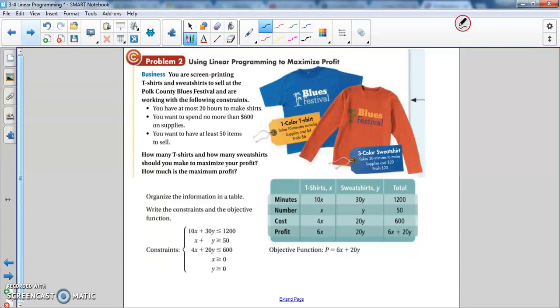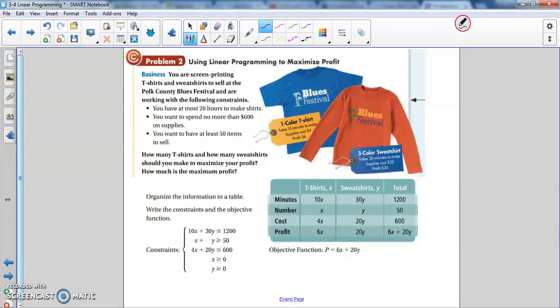So we know that a one-color t-shirt takes 10 minutes to make and supplies cost $4, where we have a profit of $6. A 3-color sweatshirt takes 30 minutes to make, supplies cost $20, and our profit is $20. So what we're going to do is write all of our constraints and prices into a table. Our time for each t-shirt is 10 minutes, so for x t-shirts, it's 10x. Sweatshirts take 30 minutes per sweatshirt, so 30y.